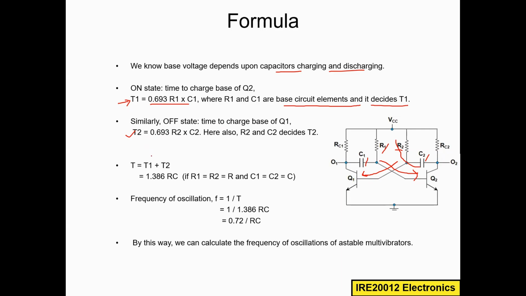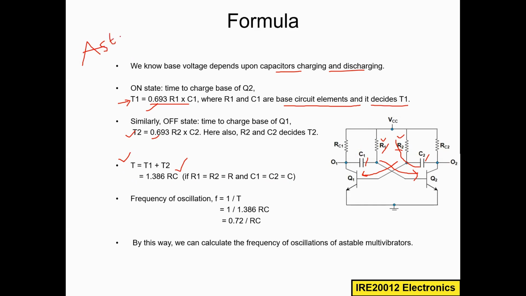If you calculate the total time, T is equal to T1 plus T2. So this is the formula, right? If you add this together, and if you also assume R1 is equal to R2 is equal to R, for example, if I use 10 kilo ohm for both R1 and R2, and I use 10 nanofarad for both, so C1 is equal to C2 equal to C, then we will get this formula. This is the formula for the total timing of this astable multivibrator.